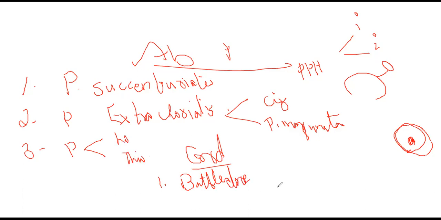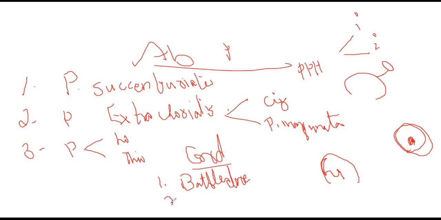Battledore placenta. Here the cord is attached to the margin of the placenta. Suppose in the uterus, this is your margin and placenta. When the cord is attached to the margin, it is known as battledore placenta.